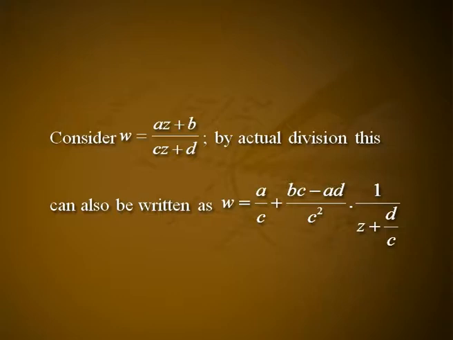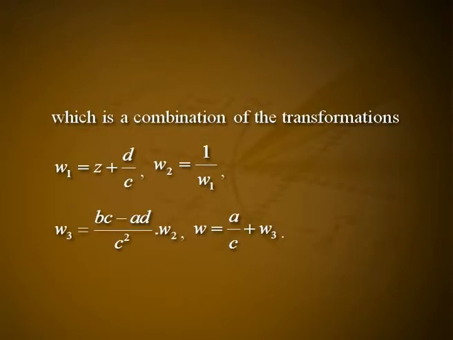which is a combination of the transformations w1 = z + d/c, w2 = 1/w1, w3 = ((bc - ad)/c²) × w2, w = a/c + w3. By these transformations, we successively pass from z plane to w1 plane, from w1 plane to w2 plane, from w2 plane to w3 plane, and finally from w3 plane to w plane.